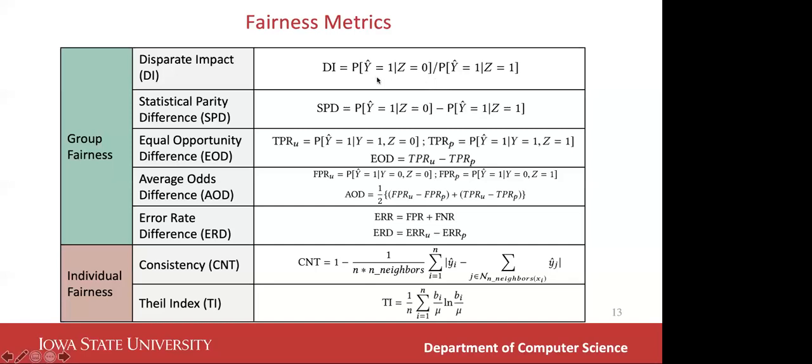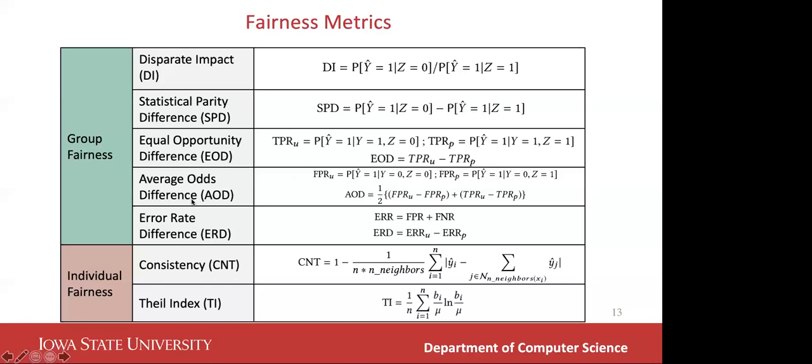So this is basically the ratio of the probabilities of whether the unprivileged gets the favorable outcome or the privileged gets the favorable outcome. SPD measures basically the same, but instead of taking the ratio, it measures the difference between these two. EOD accounts for the true positive rate of the unprivileged group and the true positive rate of the privileged group, and then takes the difference between the two as the fairness measure.